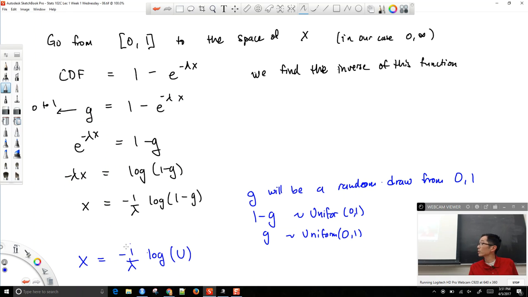And this is a way to generate random exponential values. If starting with u being on the interval 0 to 1, we can then generate random values from the exponential distribution by finding the inverse of the cumulative density function.